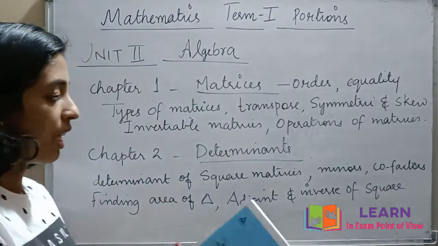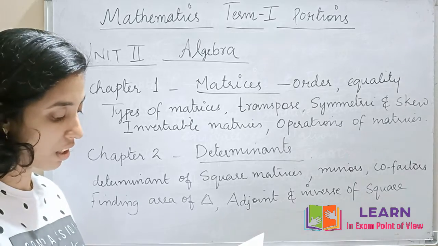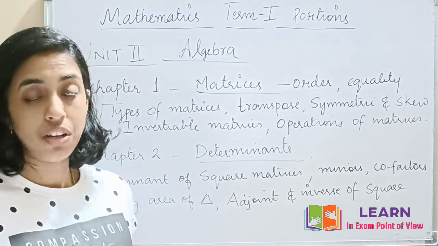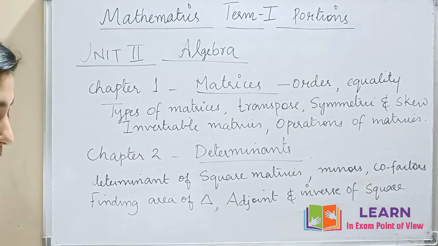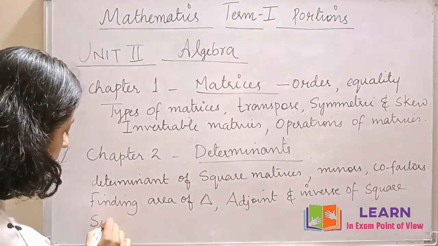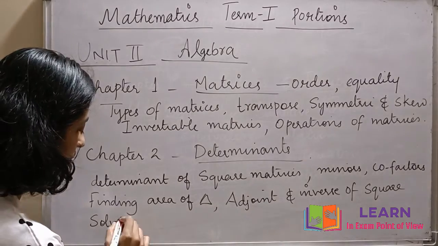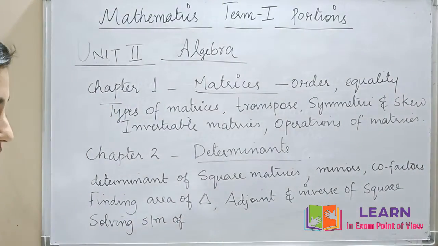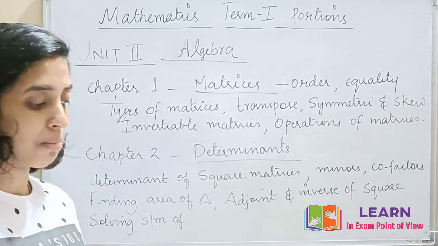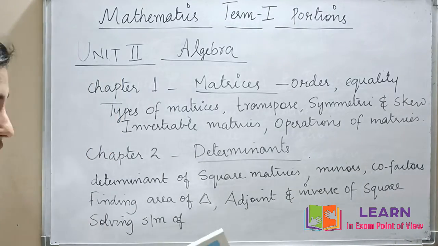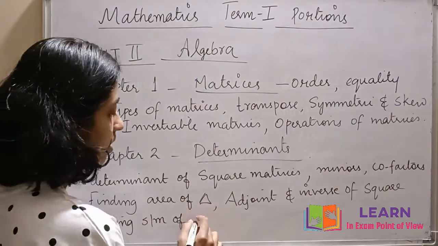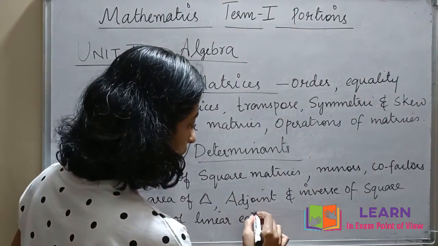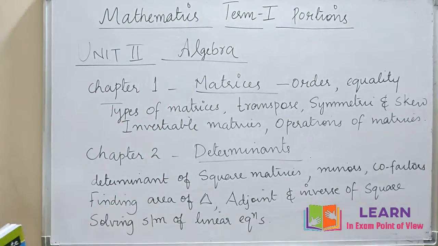Okay. Then the next topic, solving system of linear equations. That is also a sure question. Solving system of linear equations of 2 or 3 variables using the inverse of a matrix. Solving system of linear equations. Yeah, you can understand it like this.